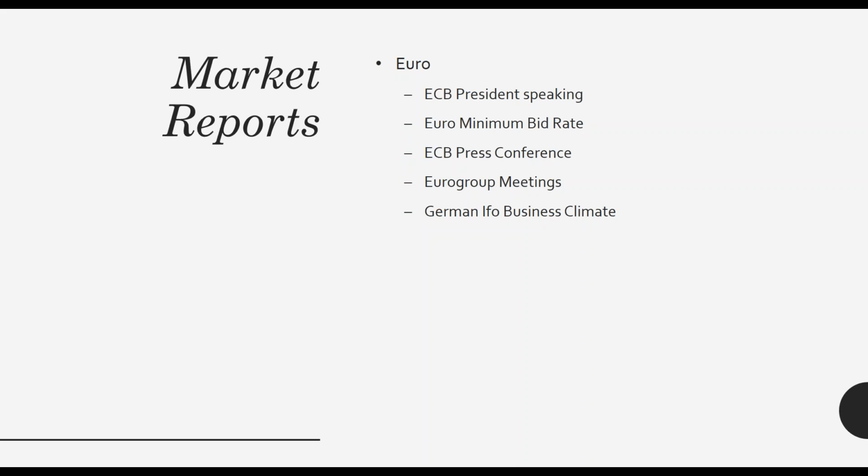And then the German IFO business climate, okay? Now, out of all of these, the one that will move the market is the ECB press conference. It's not the bid rate, typically. It's the press conference that is probably going to move the market the most.